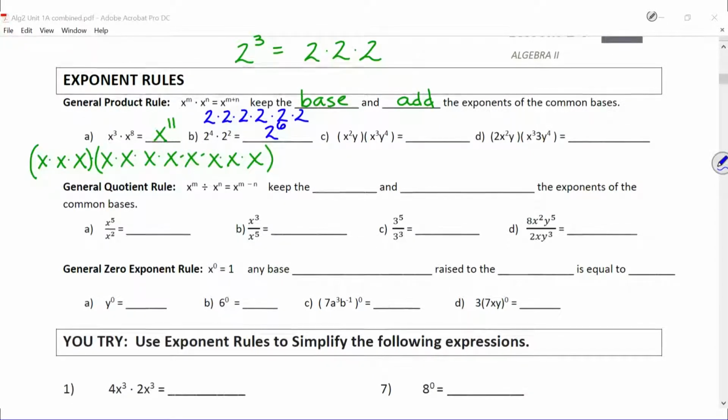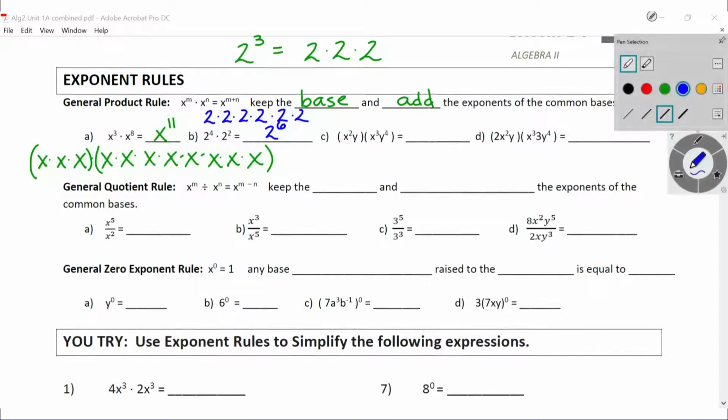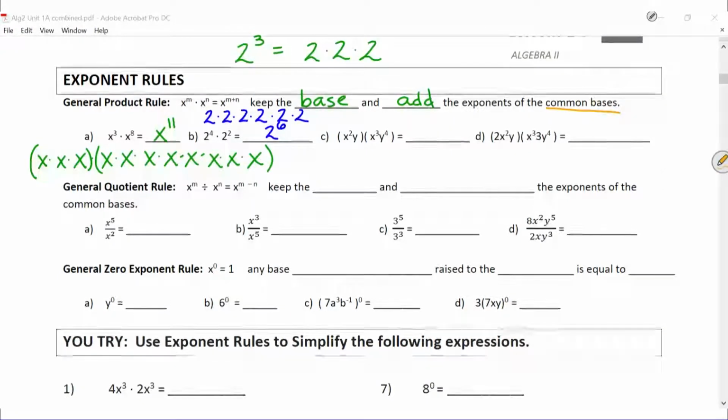In C, it just gets a little more complicated with having both x's and y's. Again, this phrase right here, the common base, is important. I will multiply the x's together: x squared times x cubed. I have a common base, so I will keep the base, and I will add the exponents. 2 plus 3 is 5.